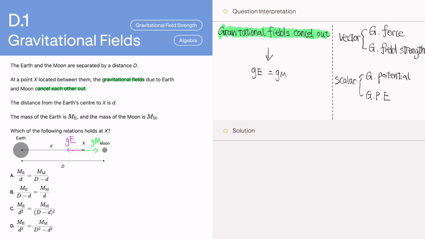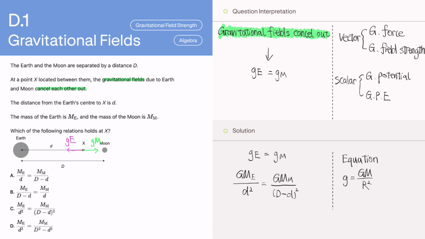Now let's move on to the solution. From the interpretation, we know gE equals gM. And the equation for gravitational field strength is small g equals GM over r squared. Apply it to both the Earth and the Moon, then substitute the distance into the equation. The final result matches option C.